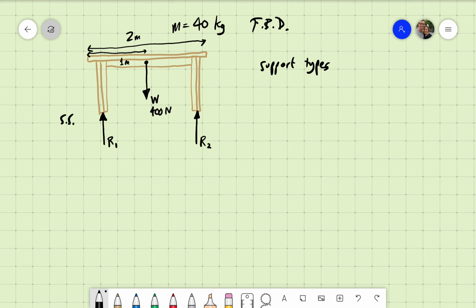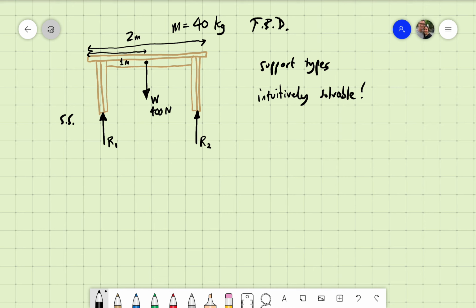Now, first thing I want to say is I bet that this one is intuitively solvable. You can look at this thing and say, this thing is symmetric. There's 400 newtons of weight, 2 reaction forces. I know what they are. They're both going to be 200 newtons pushing back up. And by the way, I realize the table has 2 legs at each end, but because we're analyzing in 2 dimensions, we smush those 2 legs together. We just think of it as there's 200 newtons at each end.